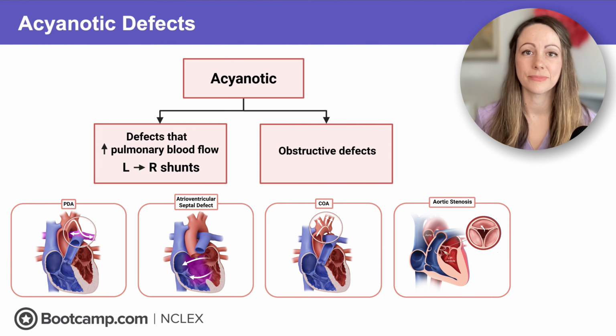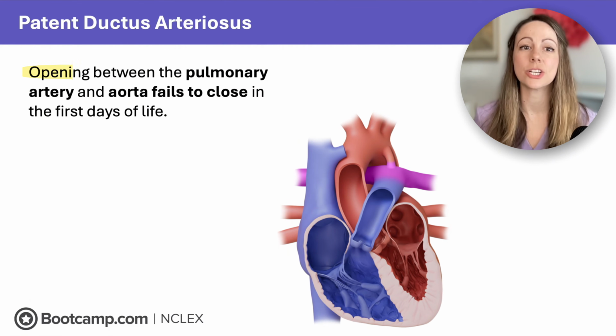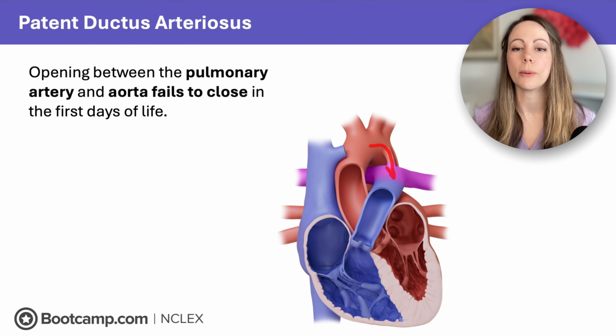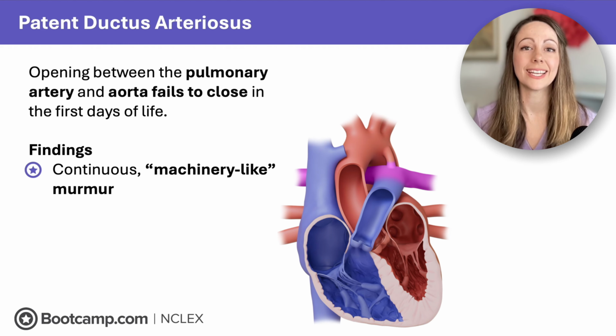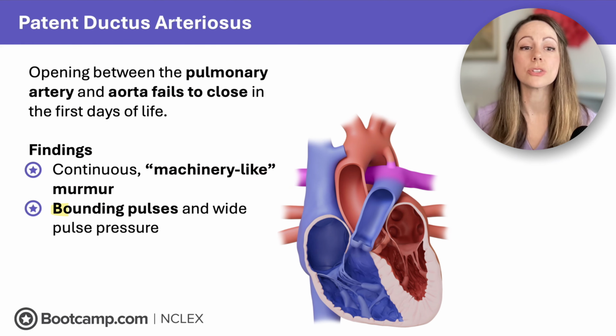So patent ductus arteriosus is an opening between the pulmonary artery and aorta that fails to close in the first few days of life. This is left over from fetal circulation. So this causes blood to go from the aorta to the pulmonary artery. So there is shunting from the left side of the heart to the right side of the heart. So for findings, remember this hallmark sign for the NCLEX, a continuous machinery-like murmur. Then we also see bounding pulses and a wide pulse pressure.